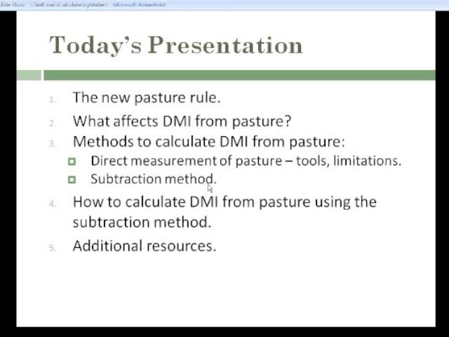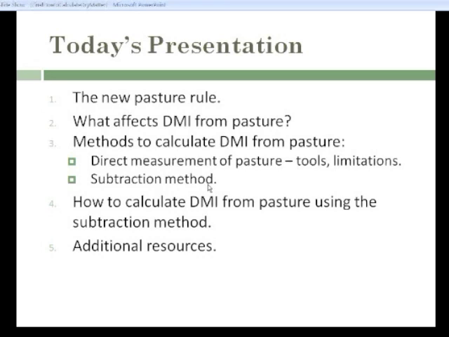But today I want to talk just very briefly about the pasture rule, and specifically where in the pasture rule the information about the dry matter intake calculations are found. Then we'll talk a little bit about some of the things that change the amount of dry matter that your animals will be able to get from pasture. And then we'll go into a little bit of detail about the 2 methods to calculate the amount of dry matter coming from pasture. One of those methods is the direct measurement of the pasture, where you go right out to the pasture and measure how much dry matter is out there.